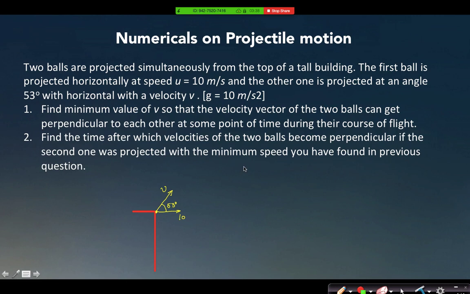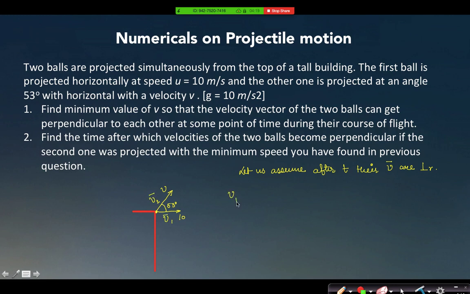Let us assume that after a time t, they collide. So first, they are not colliding. I think that after time t their velocities are becoming perpendicular. So after time t their velocities are perpendicular. I will first write down the velocity of this ball after time t as v1, and the velocity of the second ball as v2.